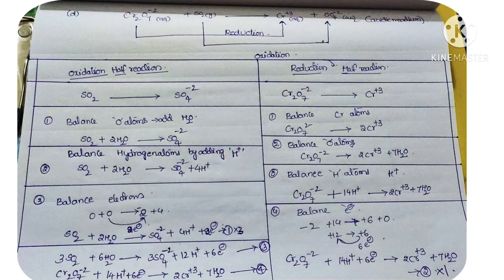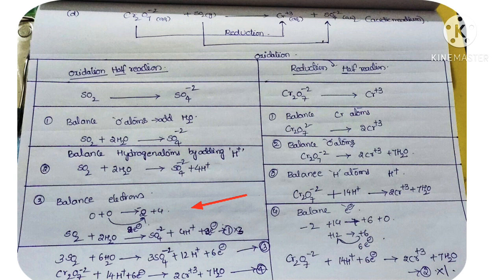The next step is to balance charges by adding electrons. On the left side, the charge of SO2 is 0 and H2O is 0. On the right side, SO4 minus 2 has charge minus 2 and the 4H plus ions have charge plus 4. So 0 plus 0 on the left, and minus 2 plus 4 on the right. That means 2 electrons are added on the right side. So SO2 plus 2H2O gives SO4 minus 2 plus 4H plus plus 2 electrons. This equation is called equation 1.